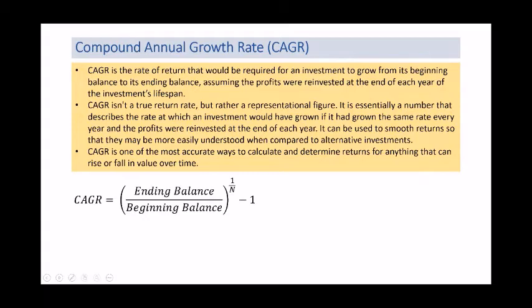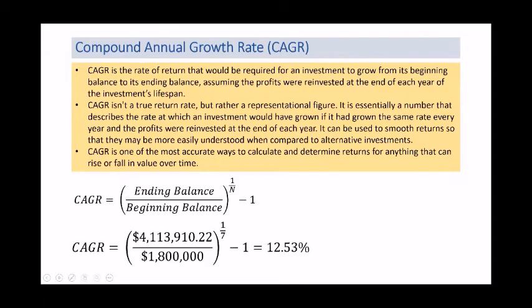And we have the formula. We have the ending balance, that is the FW, divided by the beginning balance, that is the initial investment, raised to 1 over n, minus 1. In our example, we have FW, which is 4,113,910.22, and our initial investment is 1.8 million, and we have 1 over 7 because we have 7 years. So we have 12.53%. That means your 1.8 million grew by 12.53% annually until it reached 4 million in 7 years. So how fast did the 1.8 million become 4 million in 7 years? That is 12.53%.